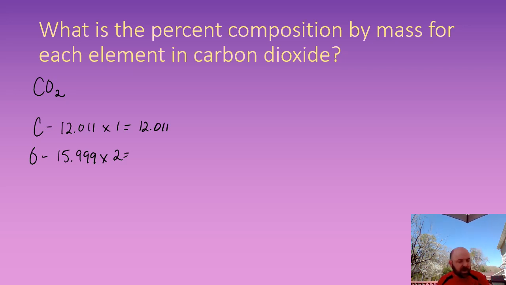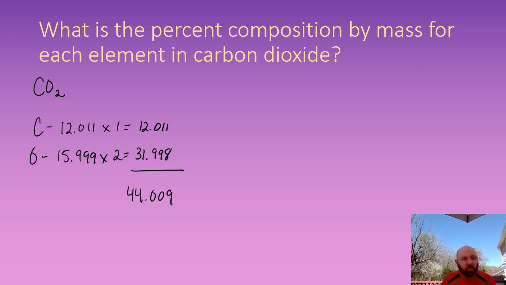The total amount of oxygen is 31.998 atomic mass units. Adding them together, we can see that carbon dioxide has a total of 44.009 atomic mass units of mass in one molecule of carbon dioxide.